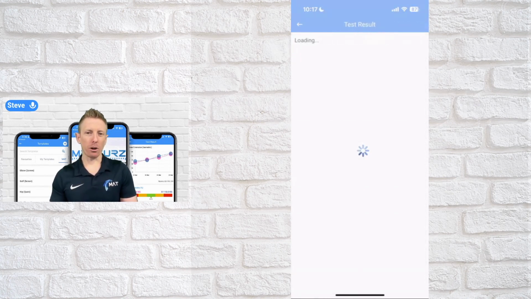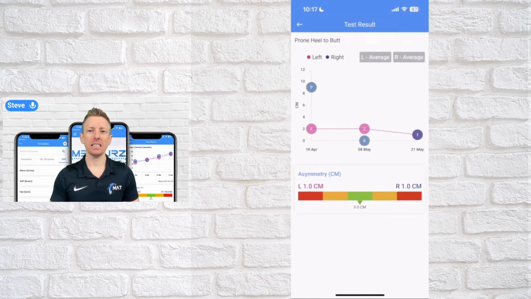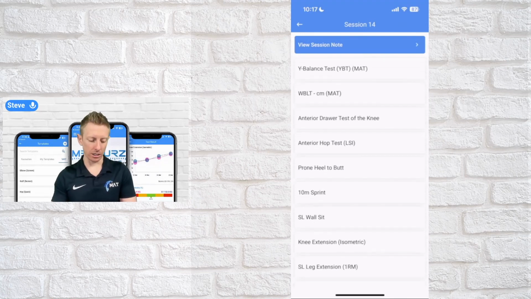When you have a look at the prone heel to butt test, our flexibility test, it's displayed very similarly to the weight bearing lunge test. So in this case, obviously you can see some big changes in that graph over time. Both are sitting in the average zone. We know the average we want it to be sort of 2 centimetres from your bottom. Okay, so in this case, there's no asymmetry there, and they fall into the average zone in regards to norms. So again, really easy, quick to visualise through there.